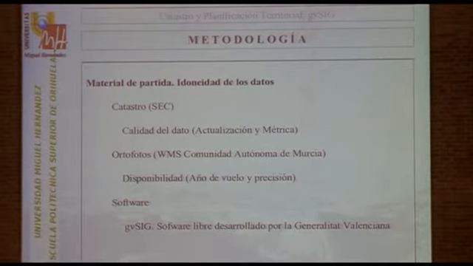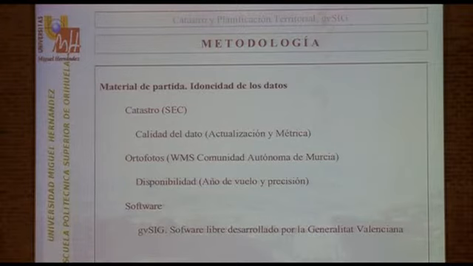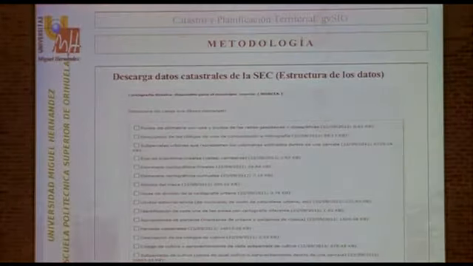Then after that, we will have to see the available aerial images in the region of Murcia. We have some pictures that were made in 1945 and others, and also all the aerial pictures that have been done by the national plan. It's not only the regional pictures, but also the national pictures that have been made. And obviously, the gvSIG software is going to help us. So these are the tools that we are going to use.